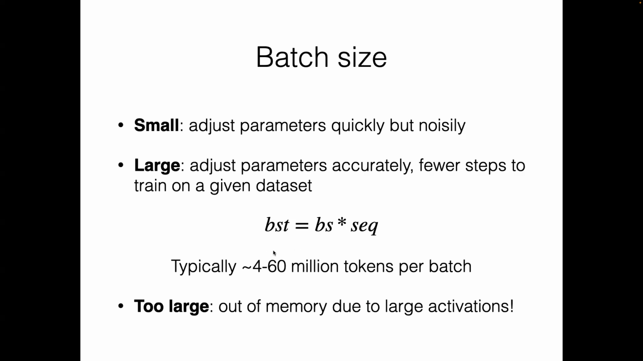So you could break down the batch size into the sequence length and then if you stack multiple sequences. So this BST stands for token batch size, or batch size of tokens. And typically the ones used for pre-training, if you look at some recent papers, could be from 4 to 60 million tokens in one batch. So kind of large. And then of course, if we make it too large, we can get out of memory because the batch size will increase the size of the activations as you pass it through the model.